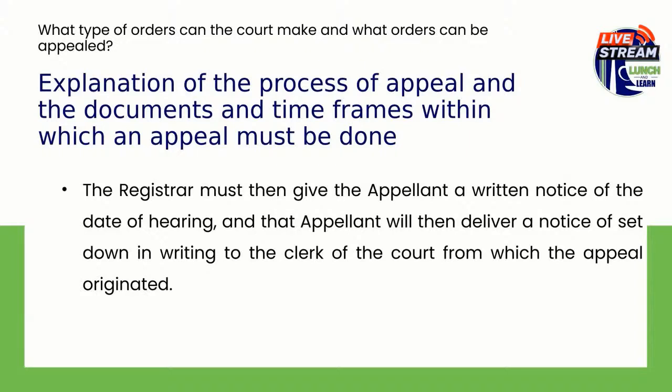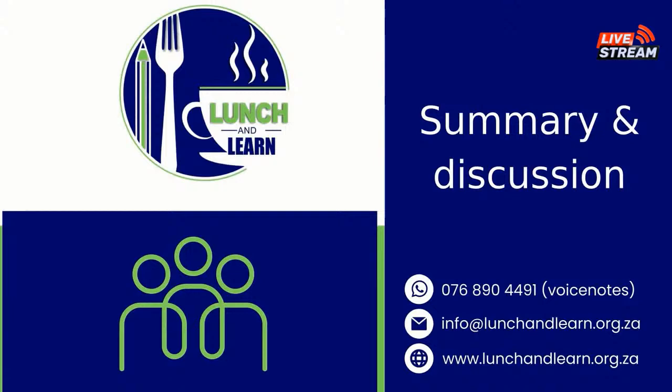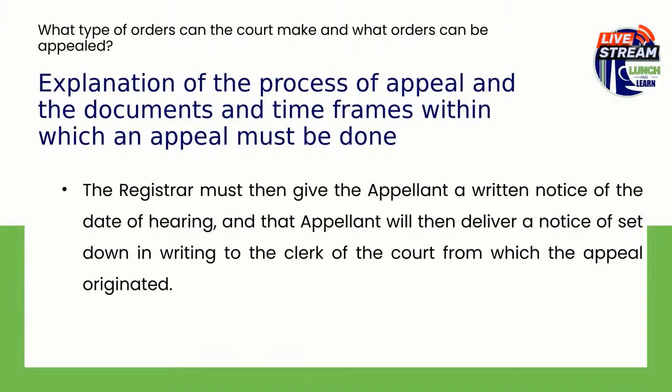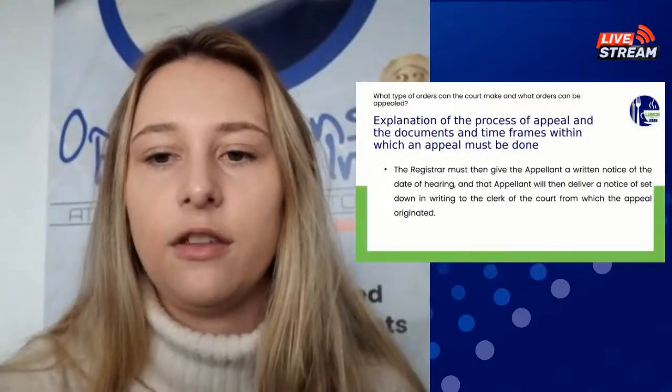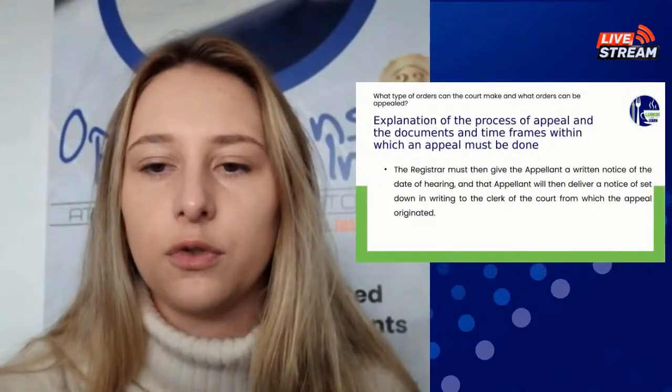And then the registrar must give the appellant a written notice of the date of hearing, and the appellant will then deliver a notice of set down in writing to the clerk of the court from which the appeal originated. So that is basically the process that is followed when you apply for an appeal. It is set out in the magistrate court rules and the high court rules.